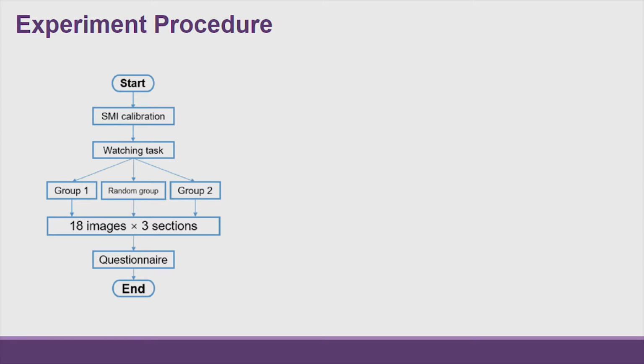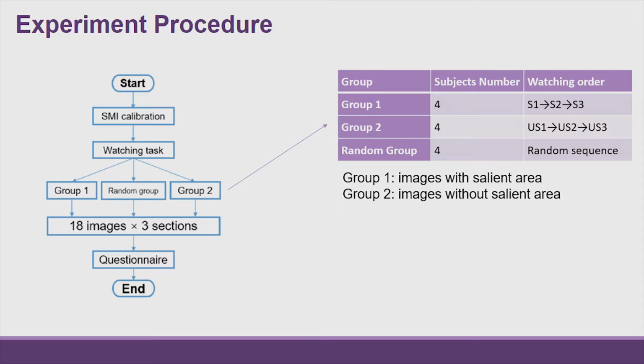Before the formal watching task, we have to calibrate our eye tracker. In our experiment, there are 3 groups. For each group, there are 4 subjects and 3 sections. In group 1, the watching order is S1 to S3, which are 3 sections containing images with salient area. In group 2, the watching order is US1 to US3, with images without salient area. And a random group just watches images in a random sequence.